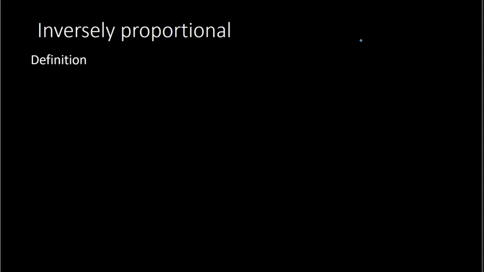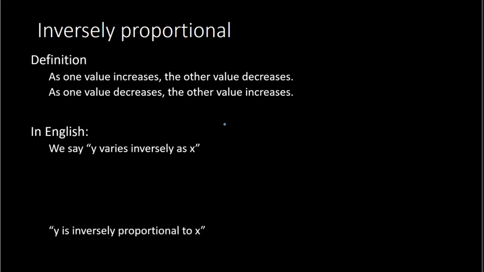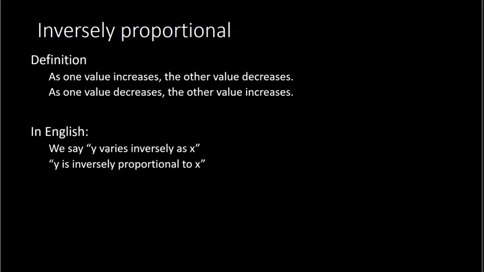So as we said, inversely proportional says as one value increases, the other value decreases, and as one decreases, the other value increases. So in English, if you were given an expression such as y varies inversely as x, this can also be translated as y is inversely proportional to x. So the phrase varies inversely or inversely proportional, those mean the same thing.